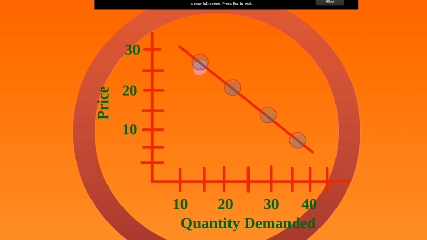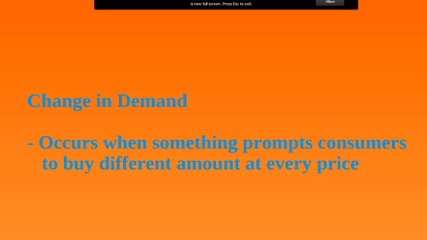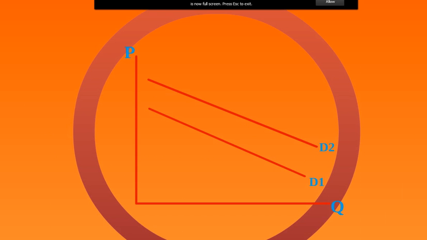Now this is fairly different from a change in demand overall. Change in demand occurs when something prompts consumers to buy different amounts at every price. And so the entire demand curve shifts. At every price, the demand is different.